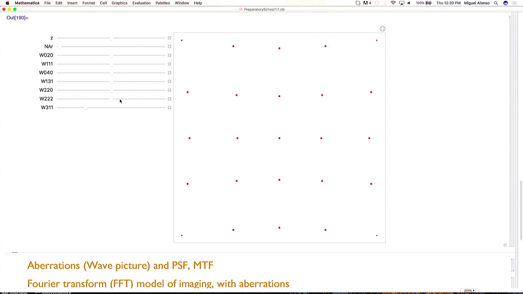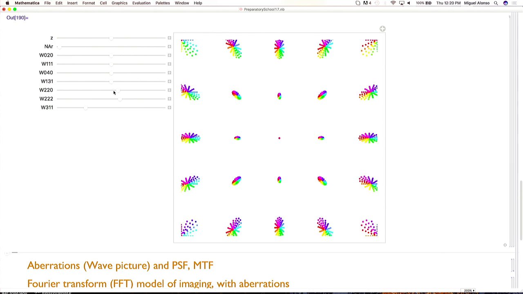And you could add some astigmatism and some, what was this one? Field curvature. Let me remove that one. That one's not very pretty. Some coma.